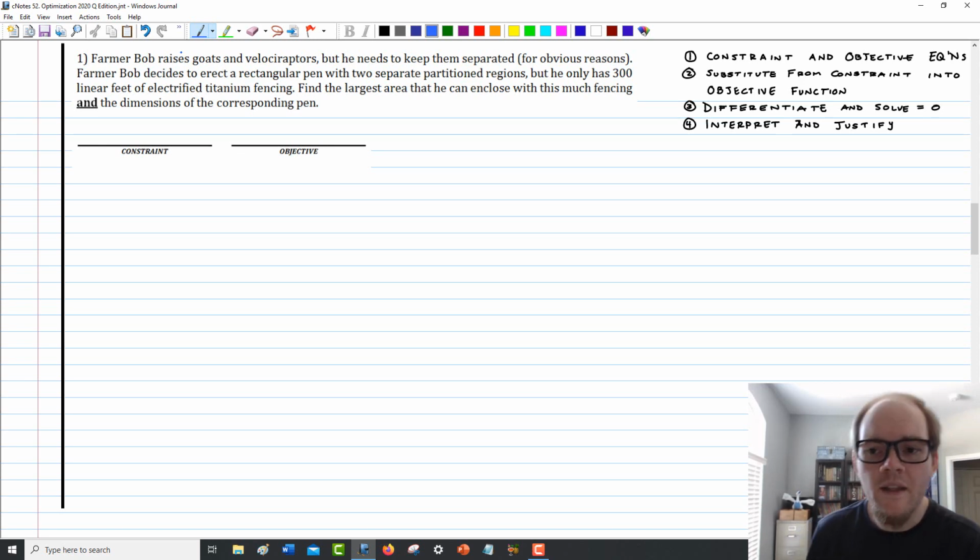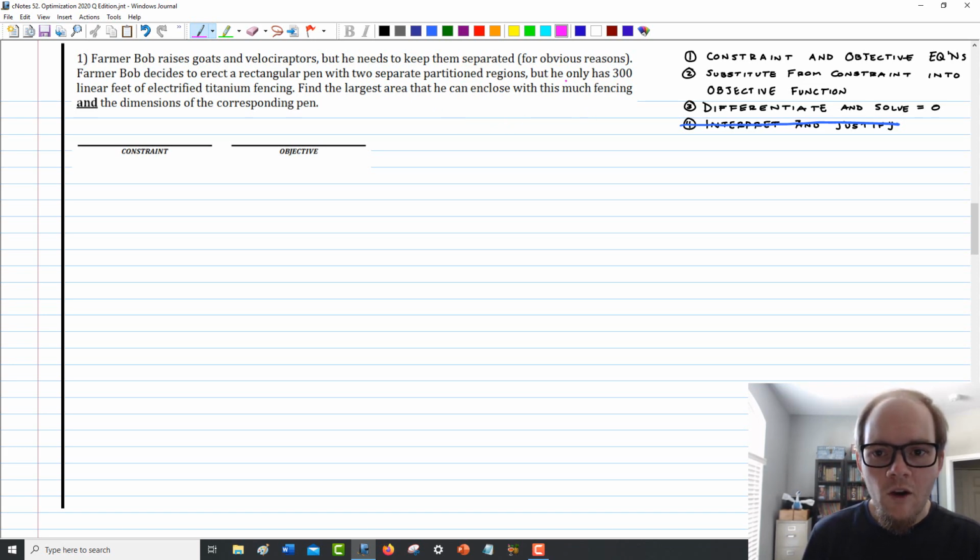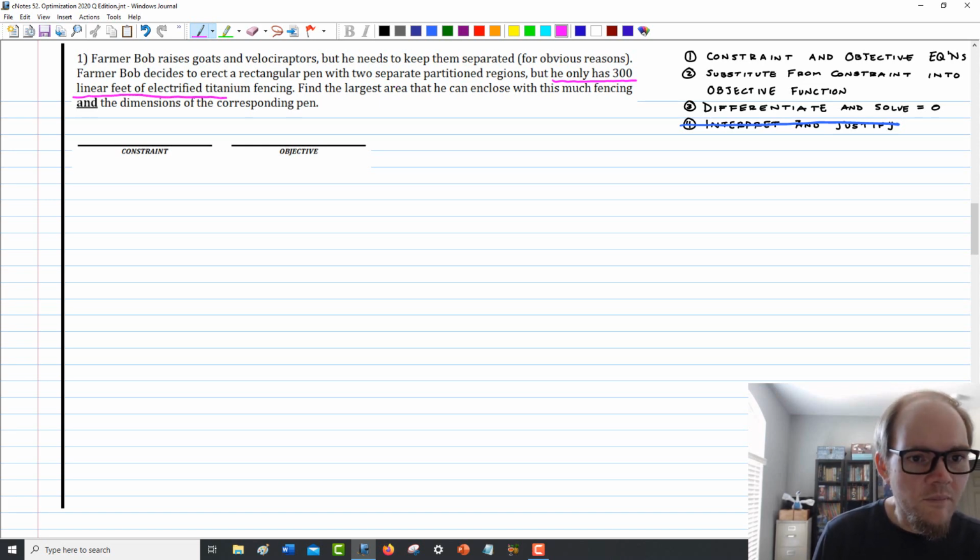So again, in this case, just as a heads up, I am going to choose not to interpret and justify. I'm doing it to save time, that's it, but I'm going to do the rest of the problem. So in here, it's a little bit about reading. We're trying to navigate this problem and find both the constraint and the objective functions. So let's see if we can begin with something that constrains him. And I think this one's pretty clear. He only has 300 feet of fencing.